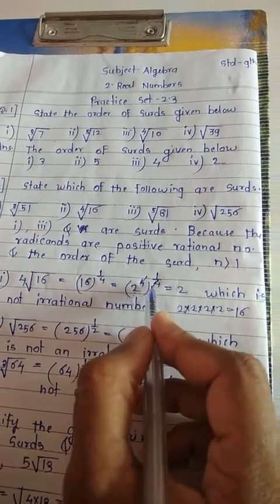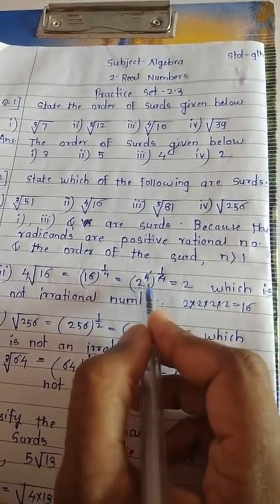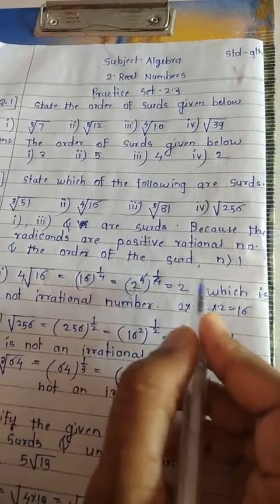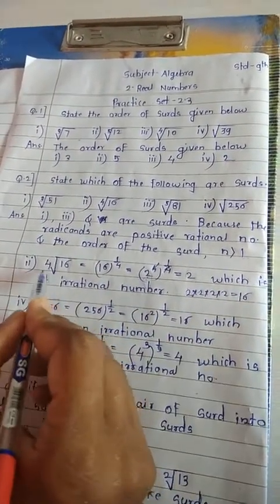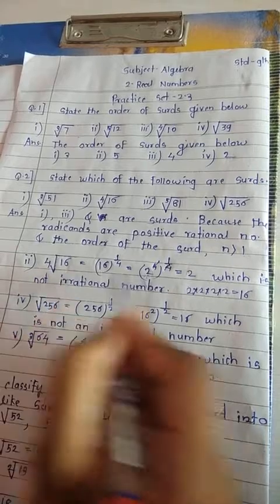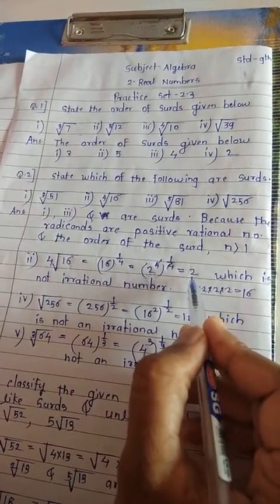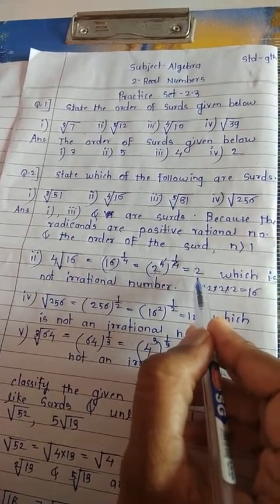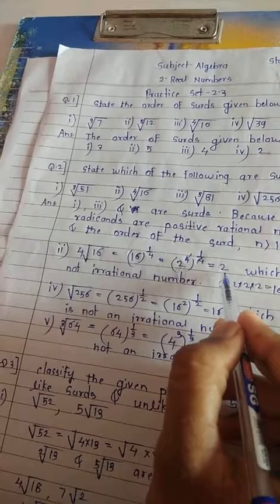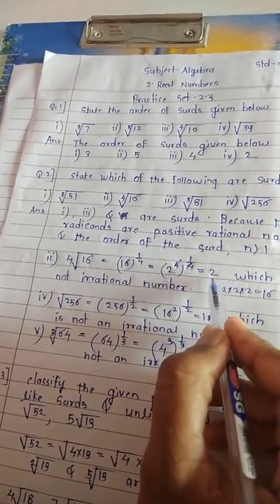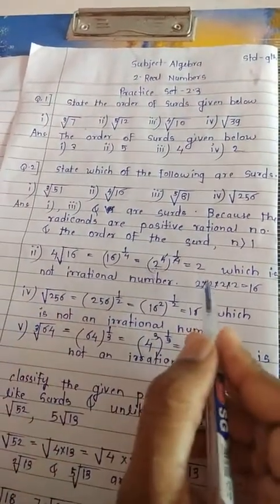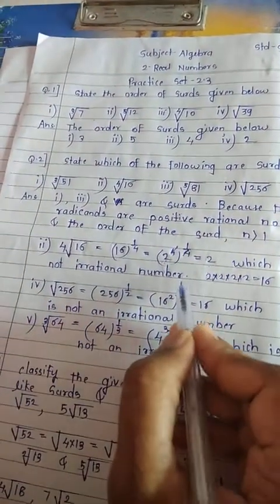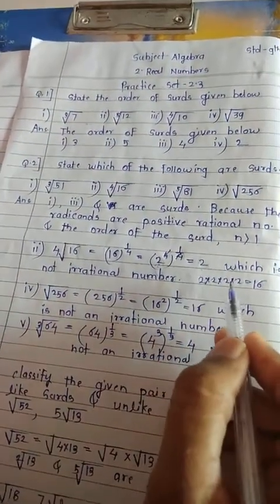These are indices, and we apply the rules of indices. So after simplification of the fourth root of 16, we got the answer 2. Obviously 2 is a positive rational number, so it is not an irrational number, so it is not a surd.